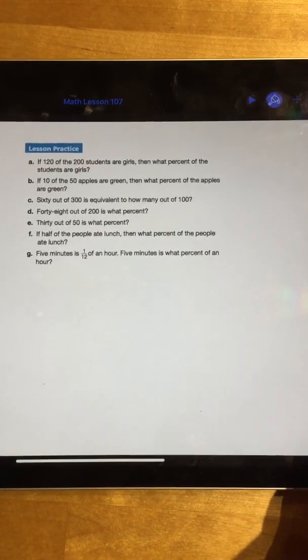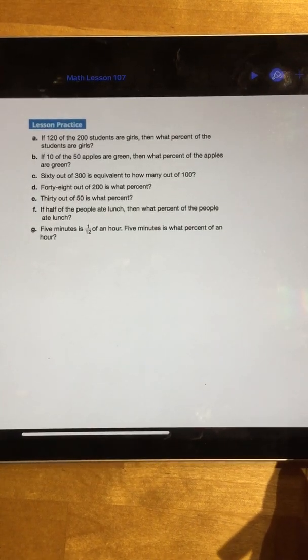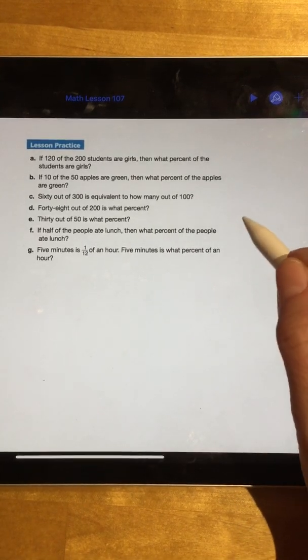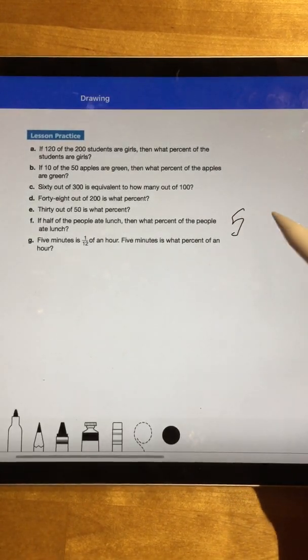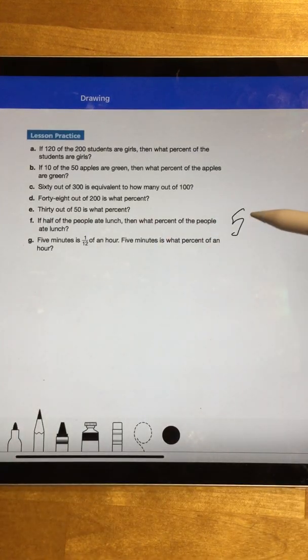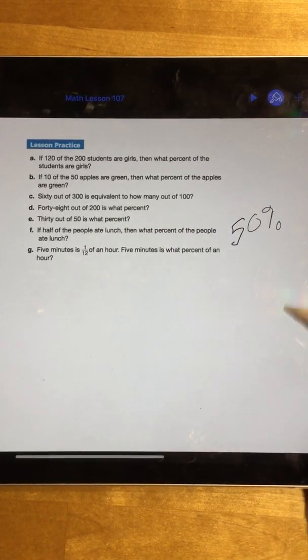Now, F is if half of the people ate lunch, then what percent of the people ate lunch? I know that the majority of you have this memorized. It will be 50. Oh, let's go back to my pencil. 50% of the people ate lunch, correct?